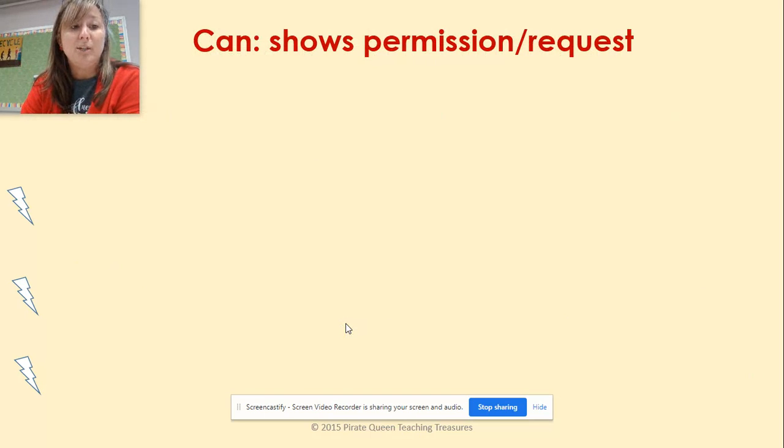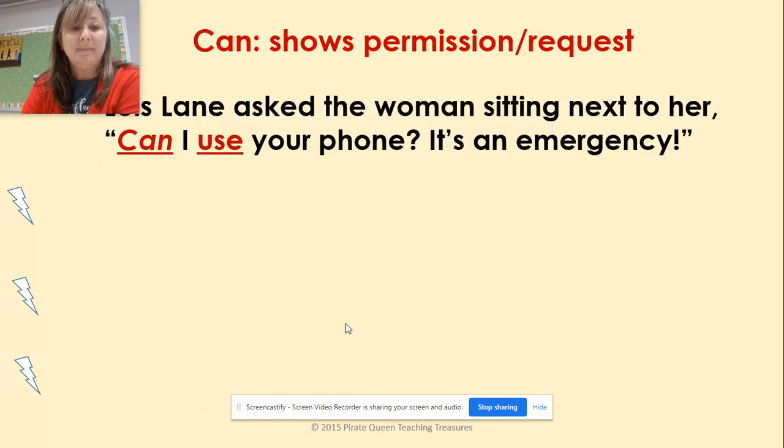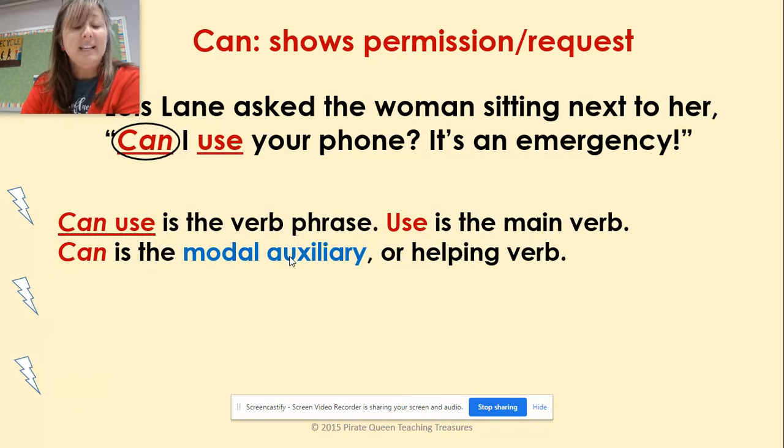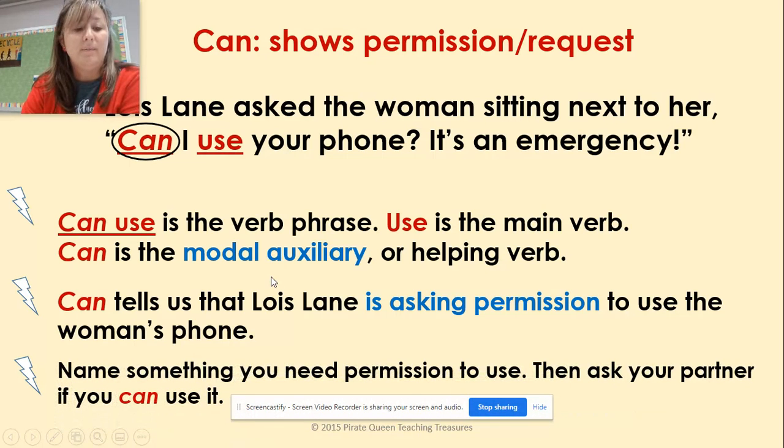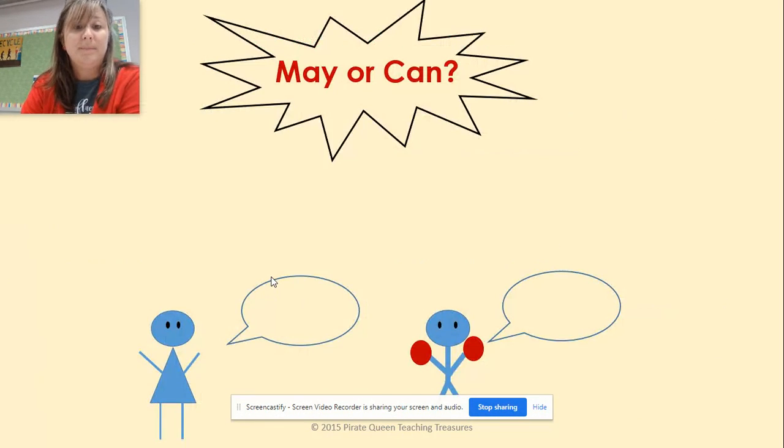Can shows permission or request. Lois Lane asked the woman sitting next to her, "Can I use your phone? It's an emergency." So can is the modal auxiliary. Can use is the verb phrase. Use is the main verb. Can is the modal auxiliary. Can tells us that Lois Lane is asking permission to use the woman's phone. So name something you need permission to use.